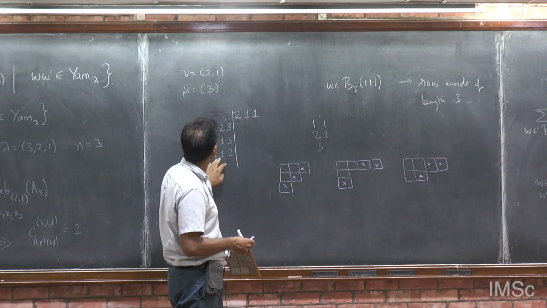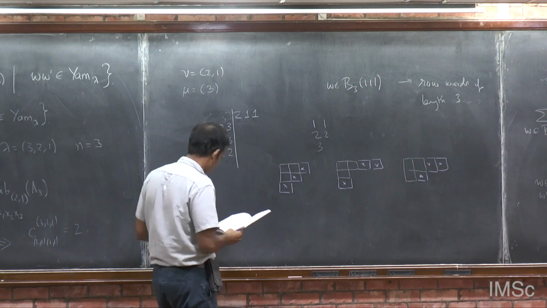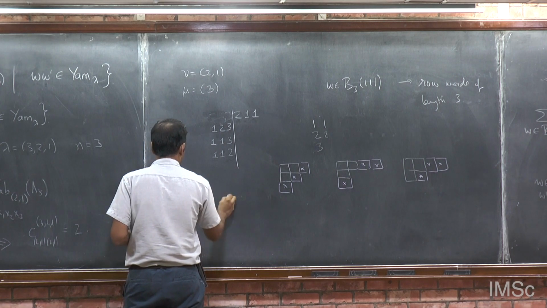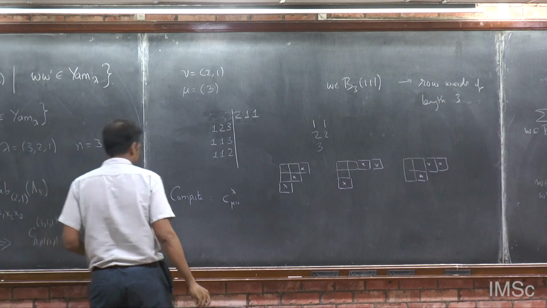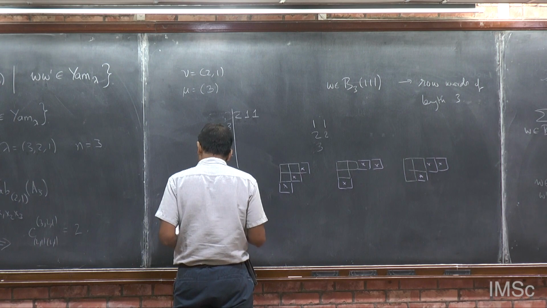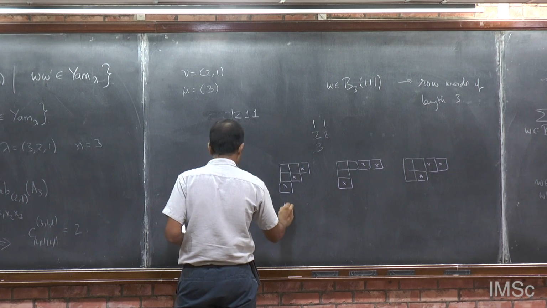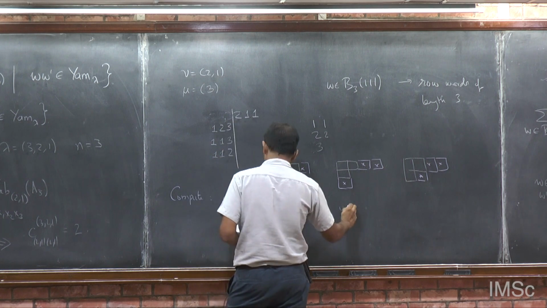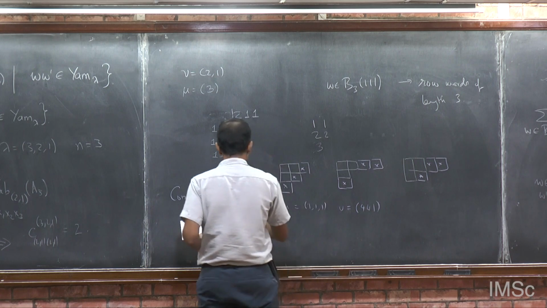Okay, so similarly you can try to see what happens with columns. I'll give you one more exercise. So compute C lambda mu nu. Just remember this. And take n equal to 3 again. When mu equals 1, 1, 1, nu equals 4, 4, 1. Let's take n equals 4.